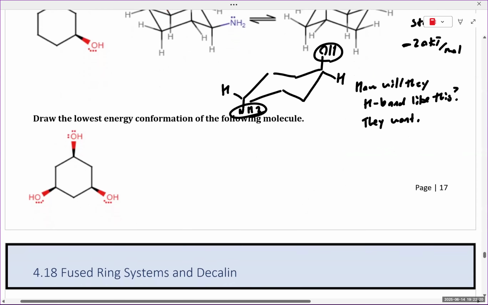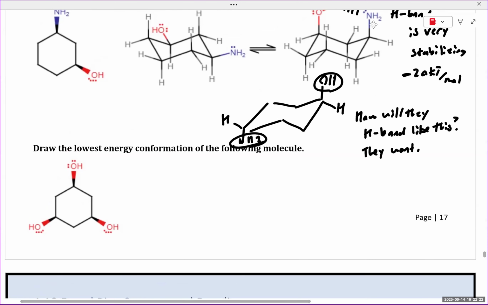Okay, so let's apply what we've learned, and I'd like you to draw the lowest energy conformation for the following molecule. So I'd like you to take a few moments, pause the video, and work through this example.